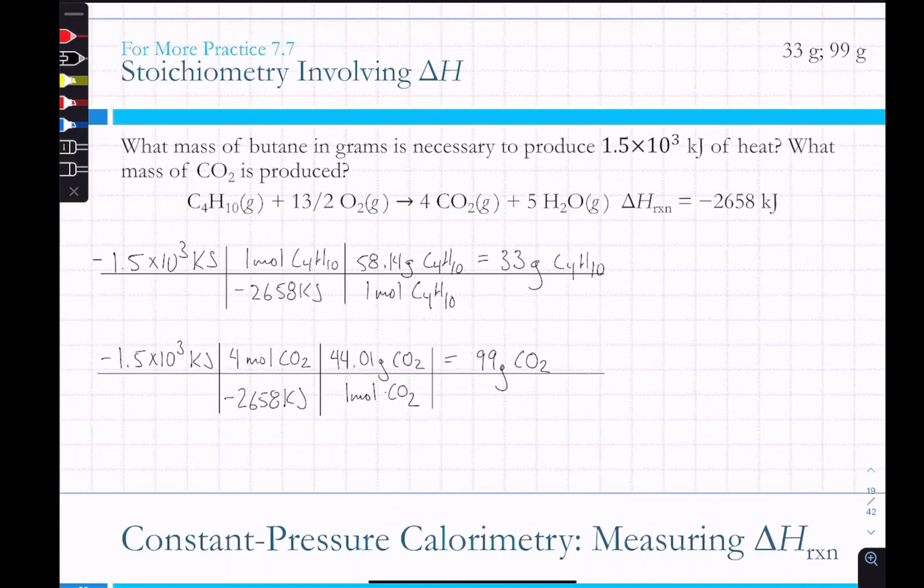Kind of interesting that on this one you get pretty close to 3 times as much CO2. Just coincidence. Cool.